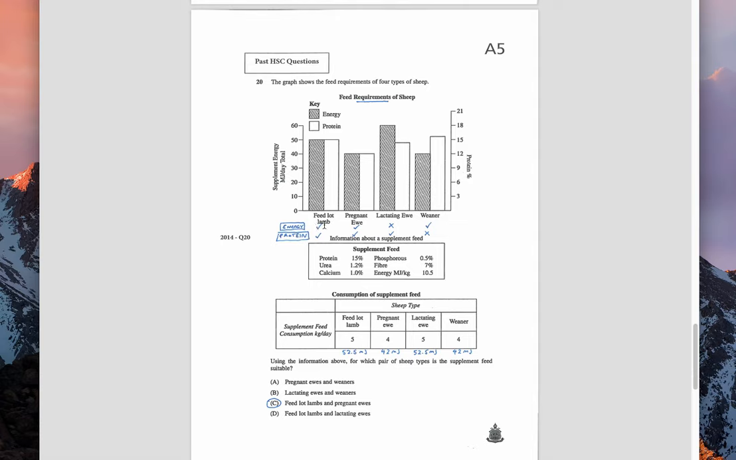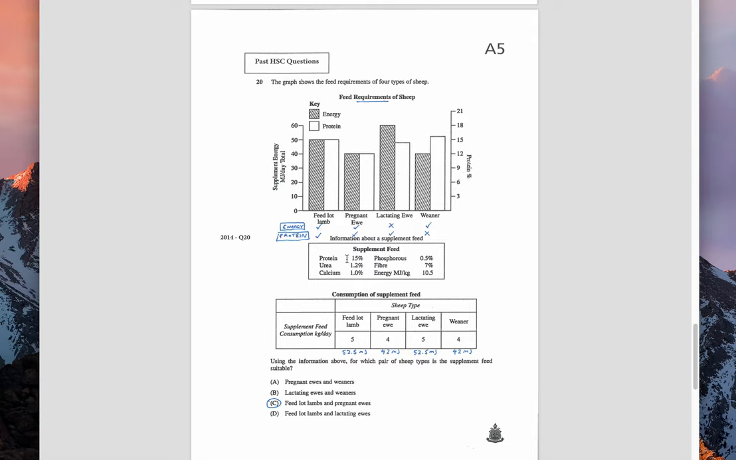It will be sufficient. If we have a look here at the pregnant ewe, it requires 40 megajoules per day, and it's going to get 42 from the feed. So that's a tick as well. The lactating ewe requires 60 megajoules a day, and it's only going to get 52.5 from the feed. So that's a cross, this feed is not suitable for energy for a lactating ewe. The weaner requires 40 megajoules per day, and it's going to get 42, so that's a tick. That will be sufficient. So already we know that the lactating ewe, this feed will not be suitable for.